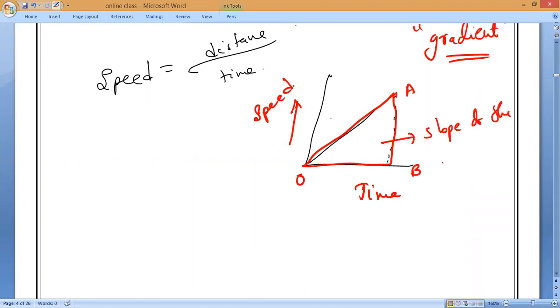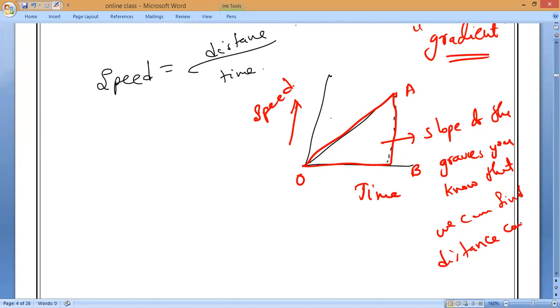So the slope of the graph will give you what, guys? Please remember this knowledge: we can find the distance covered by a body. Distance covered by a body. Any doubt? Please respond.